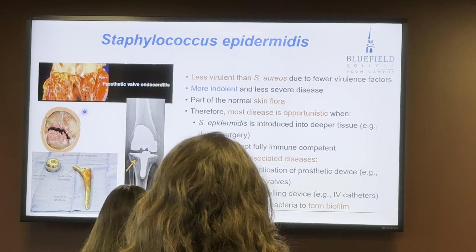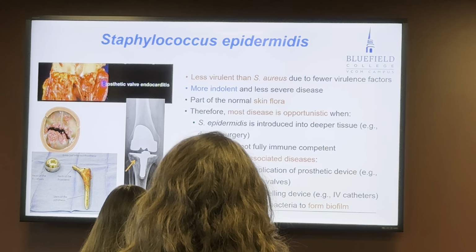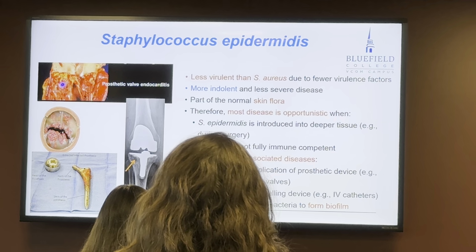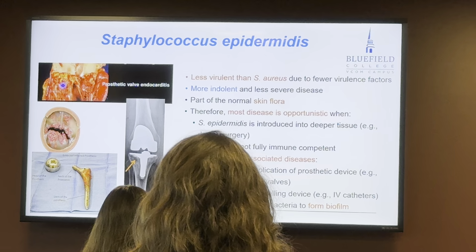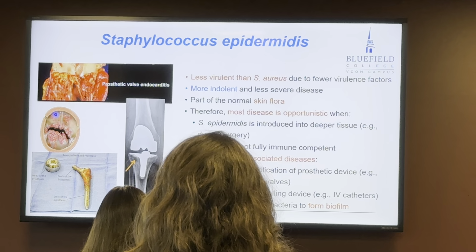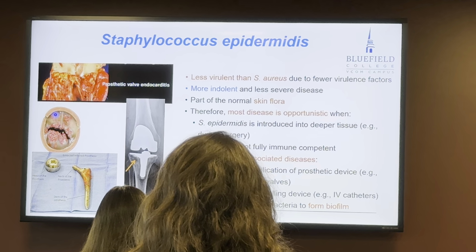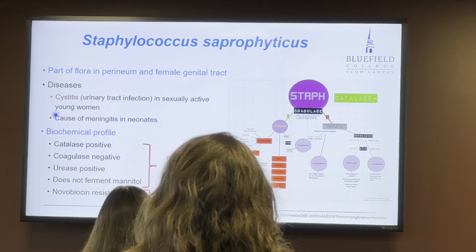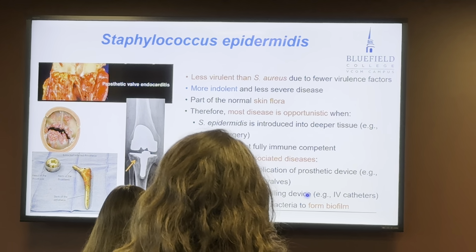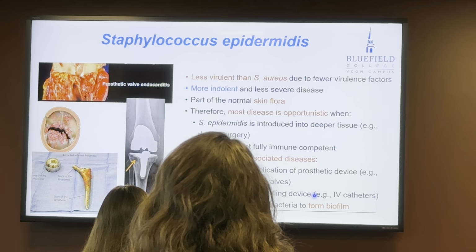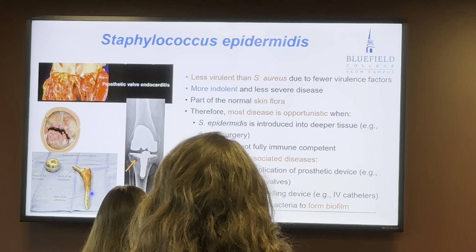Same thing with a heart valve. Here's the endocarditis, so here's good healthy tissue, and all of this yellow deposition, these are the vegetations, that's the bacteria growing on that heart valve. And the reason it can do that is because, again, remember this is a staph, they form biofilm really well, so the biofilm helps that adhesion.